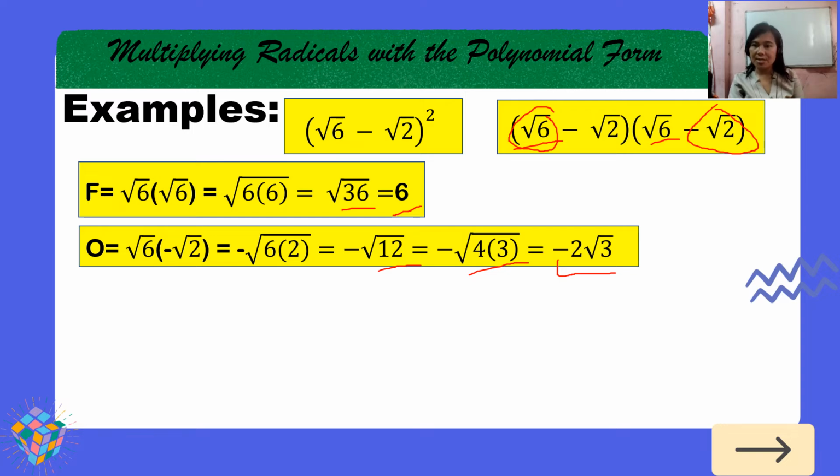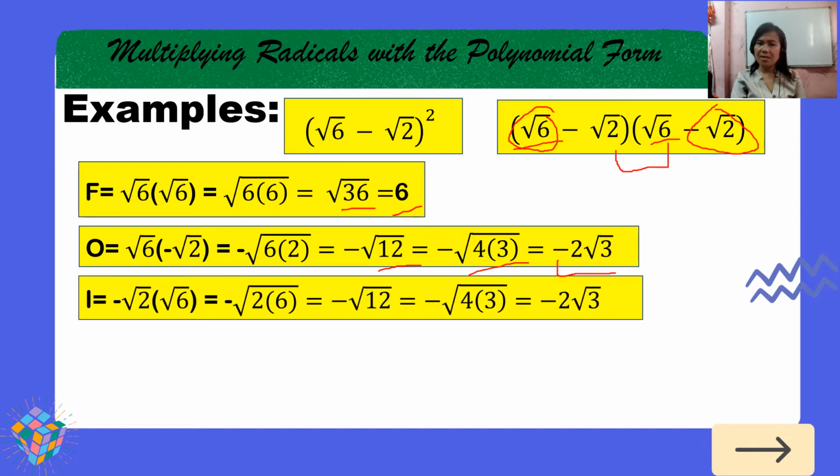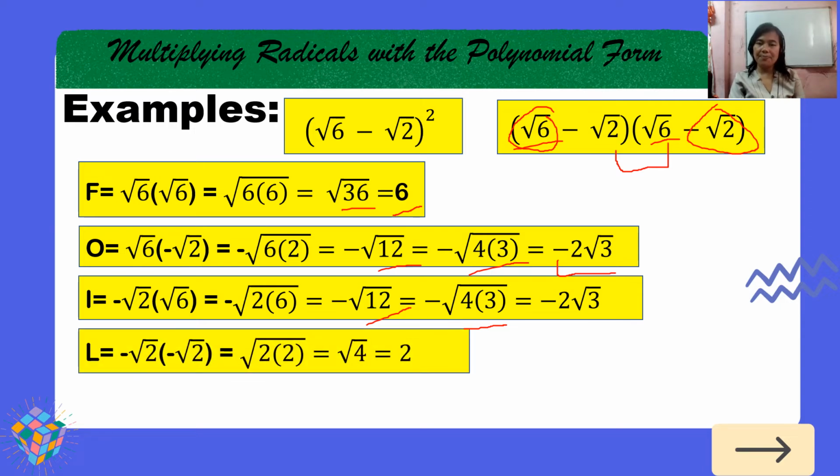Okay? I naman tayo si negative 2 tsaka si square root of 6. So, negative 2 times square root of 6 is negative square root of 12. Kagaya kanina, simplify natin si 12 as 4 and 3. So, meron tayong negative 2 square root of 3. Let's proceed with the L. So, last terms are negative square root of 2 and negative square root of 2. So, negative times negative, positive na. Tapos, 2 times 2 is 4. The square root of 4 is 2.